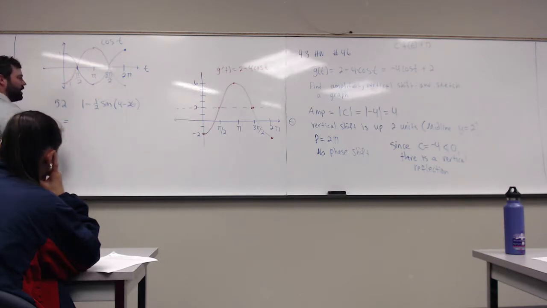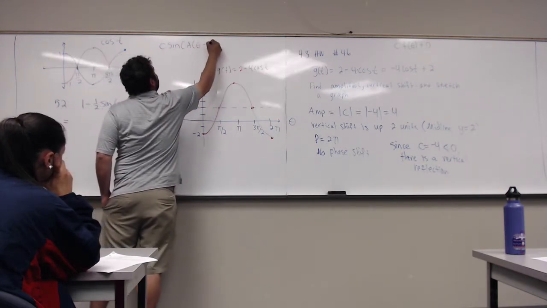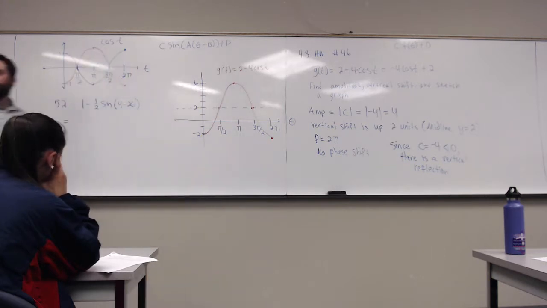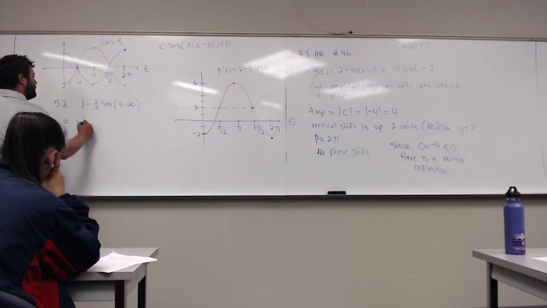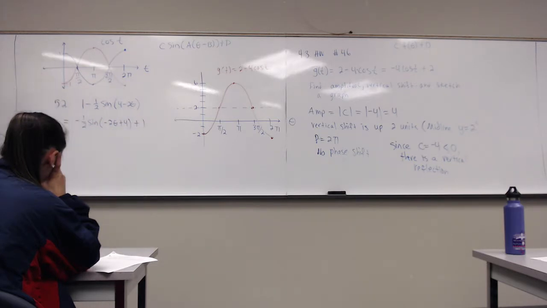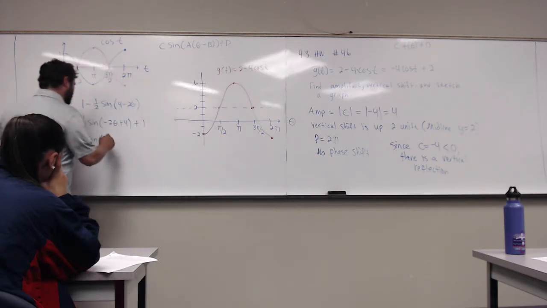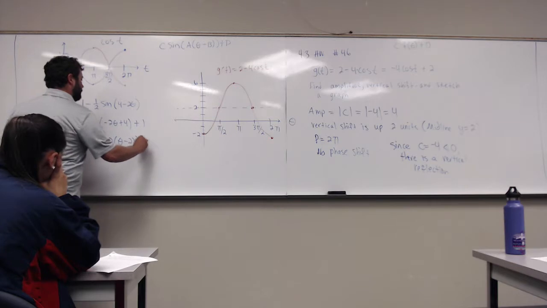Now, what I would do is rewrite this in the form c sine of a theta minus b, plus d. Okay. Before I do anything, we'll rewrite it. So first of all, rearranging the first two terms, and then rearranging the terms inside the parentheses, you get minus 1/2 sine of negative 2 theta plus 4, and then plus 1 on the outside. And then one more step. You have to factor out the negative 2 to make the a appear in front of the theta minus b. So it's negative 2 times theta minus 2, plus 1.